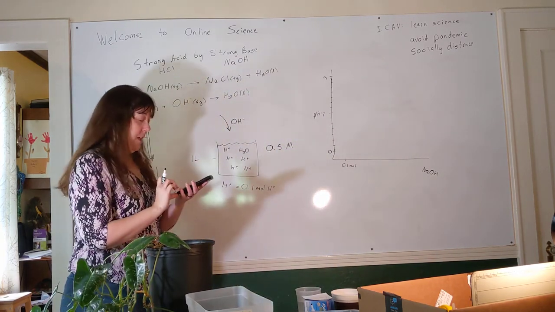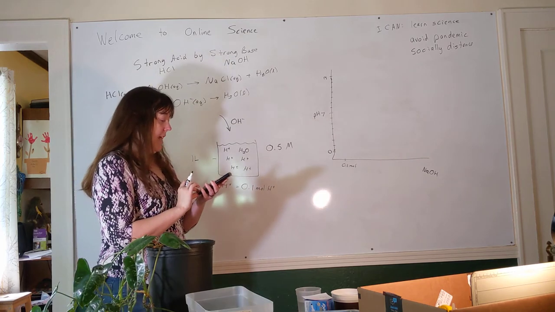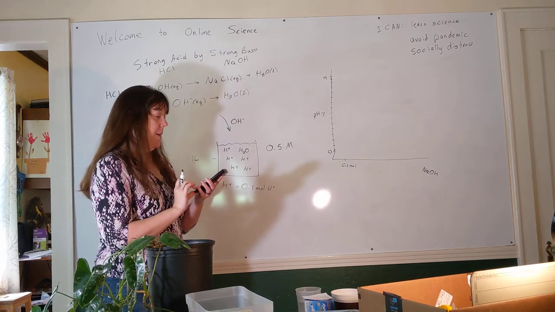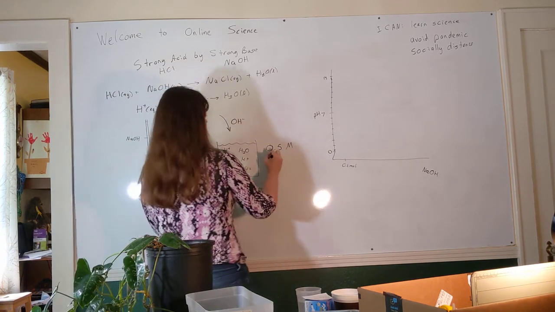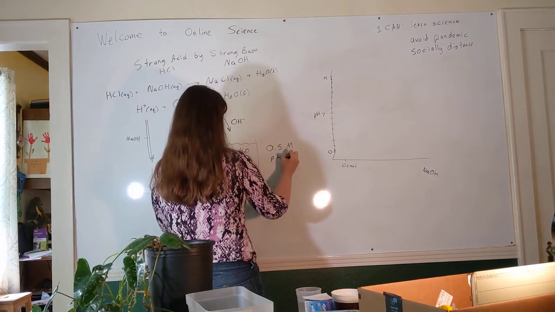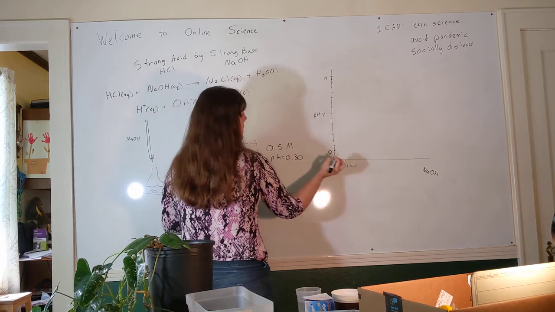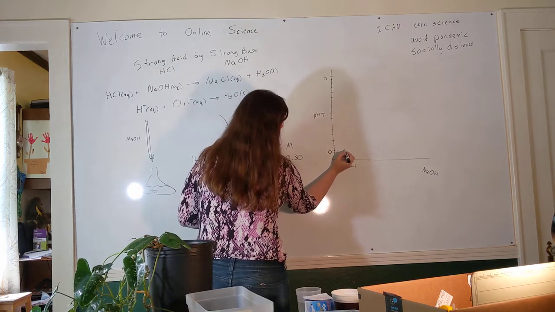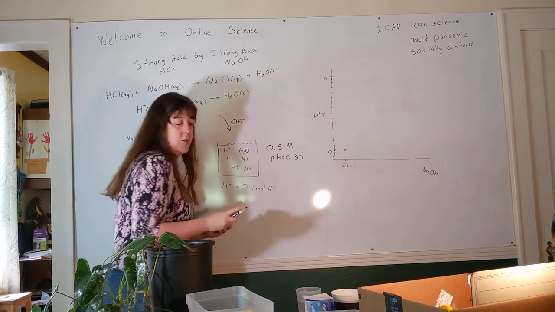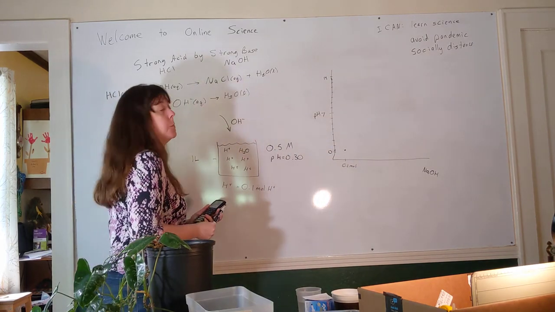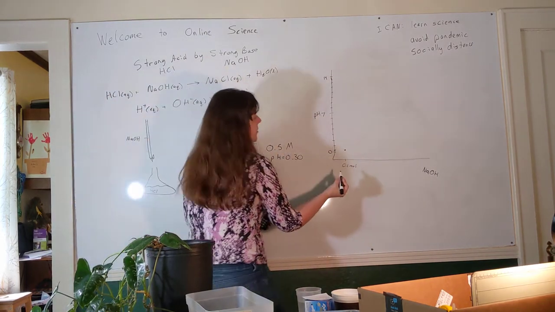Our concentration of H plus has gone down, which means that our pH had better have gone up. We want to take minus the log of 0.5. Sure enough, it's gone all the way up to 0.3. So is that higher? Yeah, it has to be. You can't add a strong base to a solution and have the pH do anything but go up, but it's barely going up. All right, let's do it again.